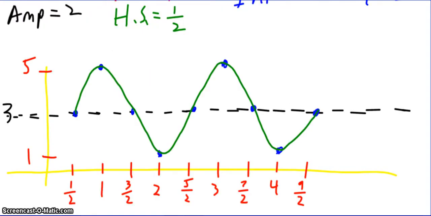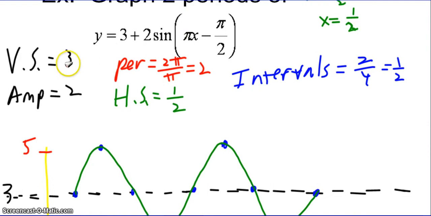Okay, so hopefully your graph looks like this. More importantly, hopefully you have the labeling and the numbers correctly. So let's look at how I got that. Well, the vertical shift is 3 because of the plus 3 there.